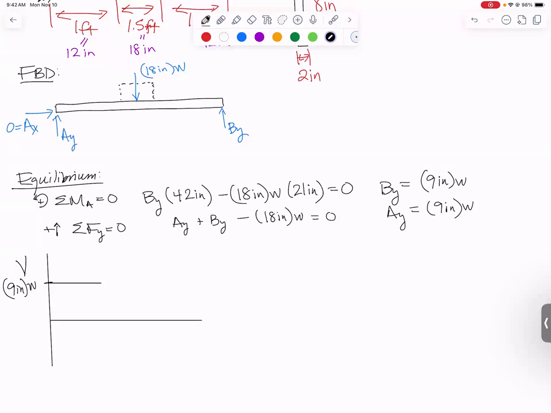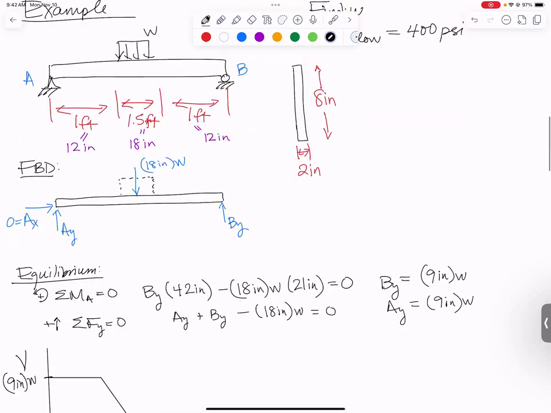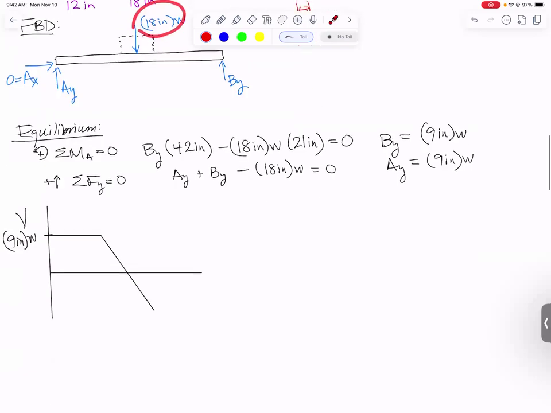Then I'm going to go downhill with a slope of W, and I think we're going to end up with an anti-symmetric diagram because we have a symmetric beam. We come up here and we would find the area under this. We already calculated it, 18 times W. So after 18 inches, we started at 9W, and we're going to end up down at minus 9W.